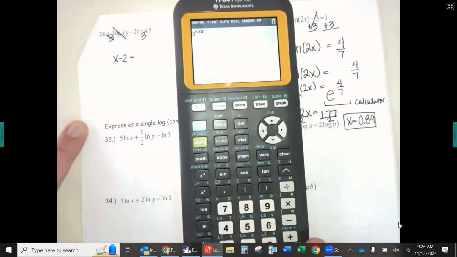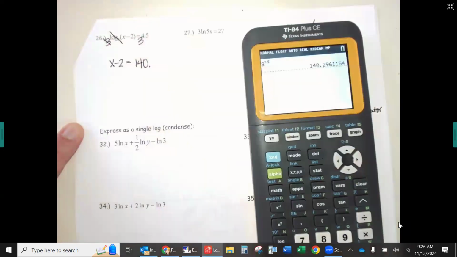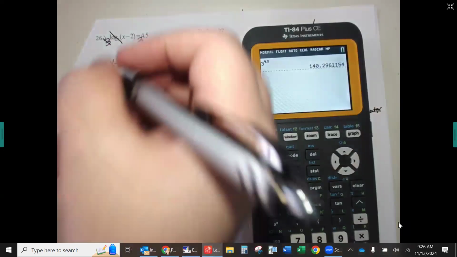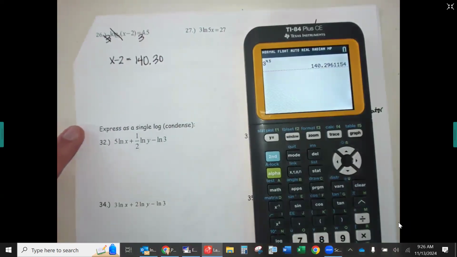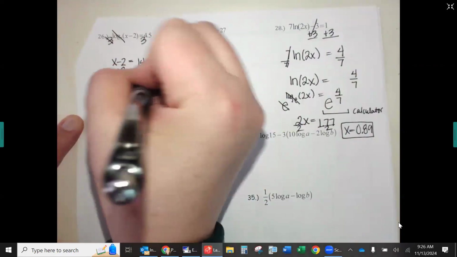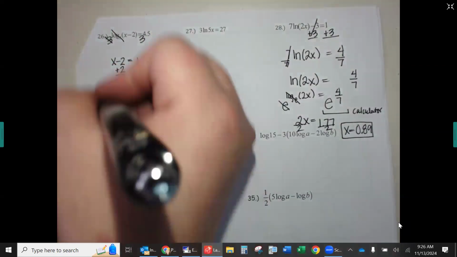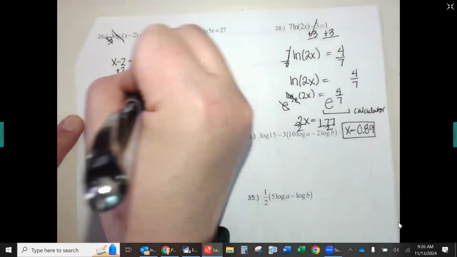Okay, your chart has a lot of powers in it, but it doesn't have every power you'll ever need. So 3 to the 4.5 comes out to 140.29. Am I going to keep it like that? The 0.29 is going to bump to a 0.30 because it's followed by a 6. Okay, then from there, how do we get rid of the minus 2? Plus 2. And my 140 plus 2 is going to give me 142 plus 30.